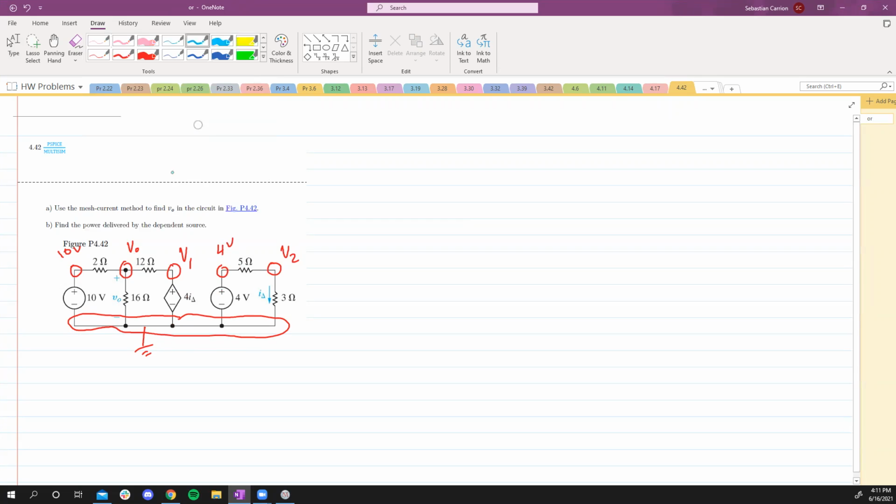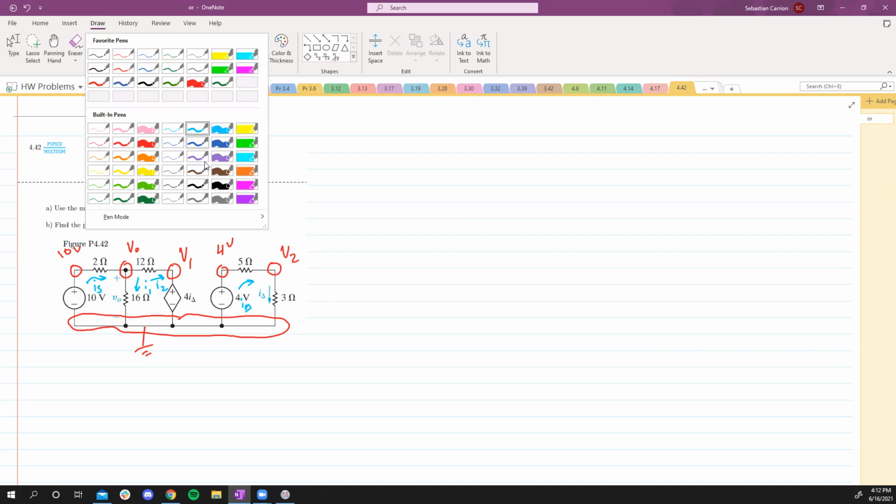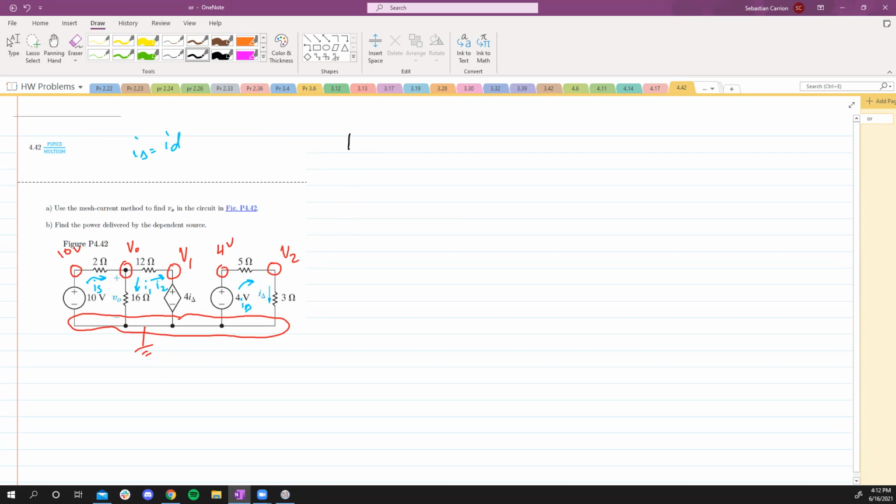Now we've got to label our currents. I call this IS. Let's say I1, I2, and then this is I delta. I'm just going to call I delta equal ID. So let's go ahead and write the KCL so we know that IS equals I1 plus I2. The loop completes here, so no need to write a KCL for that.